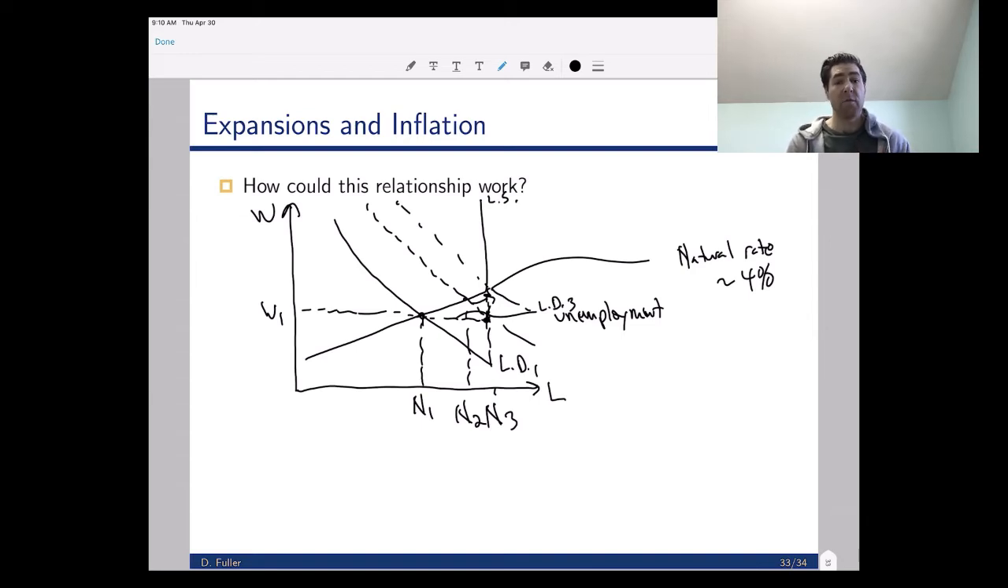Now, as labor demand continues to increase, as we have improvements in productivity of workers, labor demand is increasing and that wage starts to increase pretty quickly.